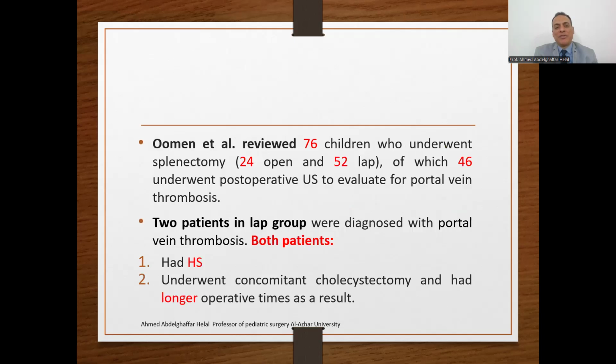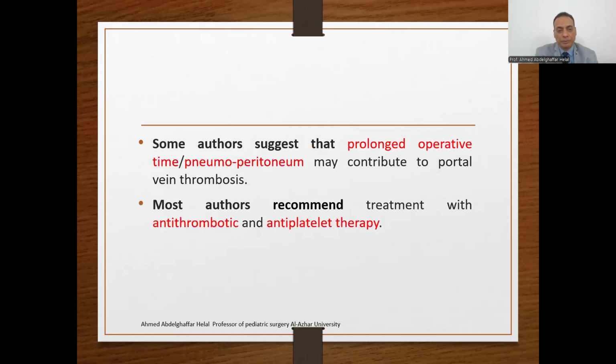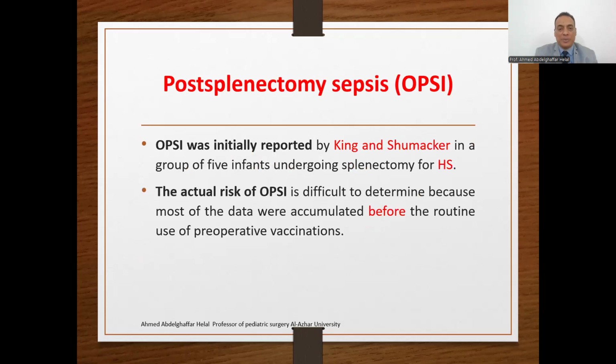A review of 76 children with open and laparoscopic splenectomy undergoing post-operative ultrasound to evaluate portal vein thrombosis found two patients in the laparoscopy group diagnosed with portal vein thrombosis. Both had hereditary spherocytosis and underwent concomitant cholecystectomy with a longer operative time. So some authors suggested that prolonged operative time and prolonged pneumoperitoneum may contribute to portal vein thrombosis in laparoscopic splenectomy cases. Most authors recommend treatment with antithrombotic and antiplatelet therapy.